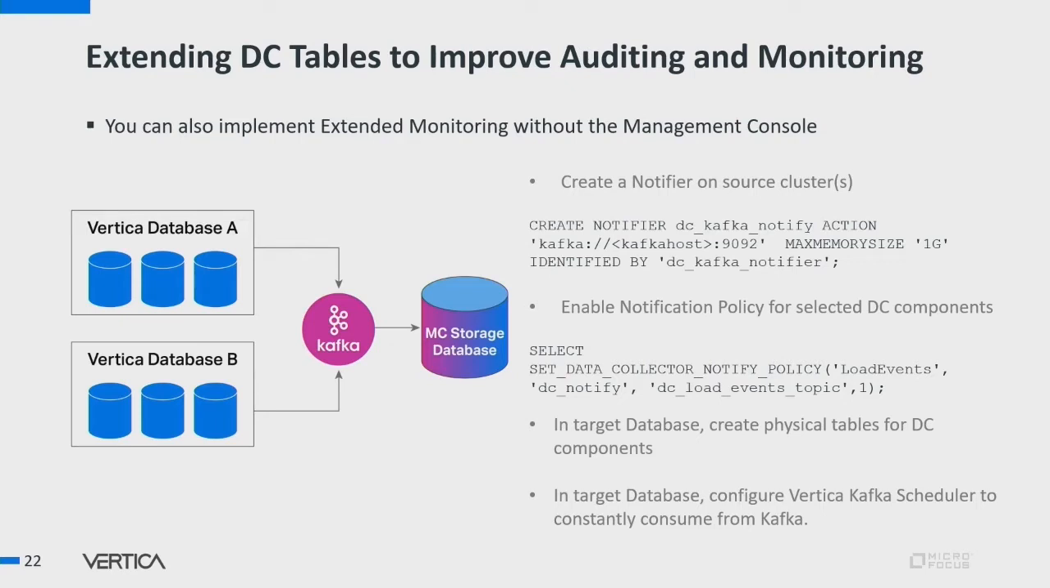If you don't want to use the management console, it is possible to implement extended monitoring by hand. And I just highlighted here the steps to create the hook in your source cluster. You create a notifier object, which specifies where your Kafka cluster lives. You would then enable a notification policy for each of the DC components you want to push to Kafka. And then you would create a target database, and create physical tables for the DC components, just like you would have done if you wanted to load from files.